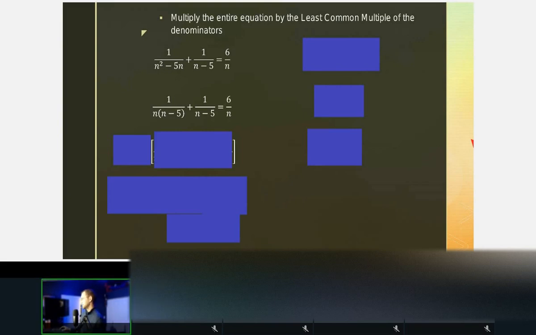Looks like Noah says n times n minus 5. I would agree with you. So we know that, but there's a way to do LCM.